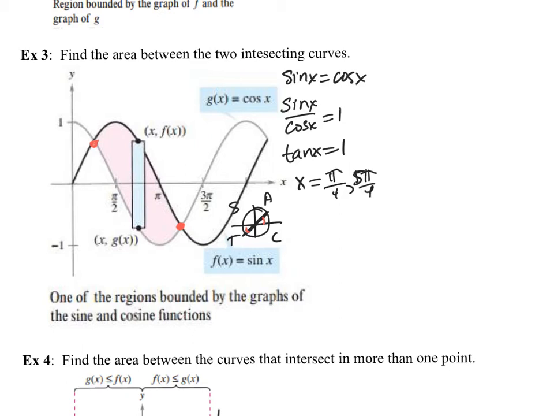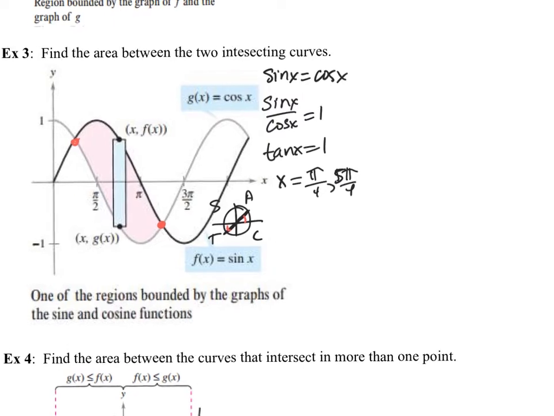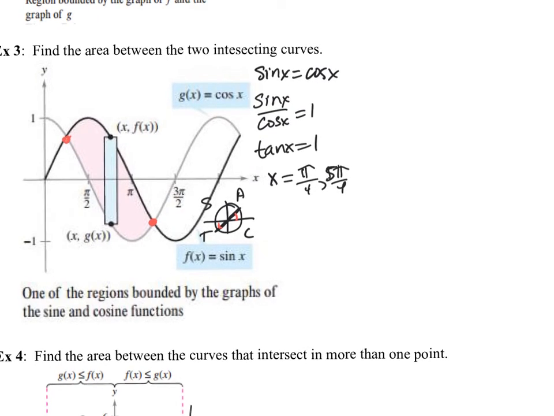Okay, so now we're ready to find the area between the two curves. So I'm going to scoot this over just a little bit. Okay, and to find the area between the two curves, our area would be the integral going from pi fourths, our lower limit of integration, to 5 pi over 4 of the upper function, which is sine x, minus the lower function, which is cosine x, and then dx.